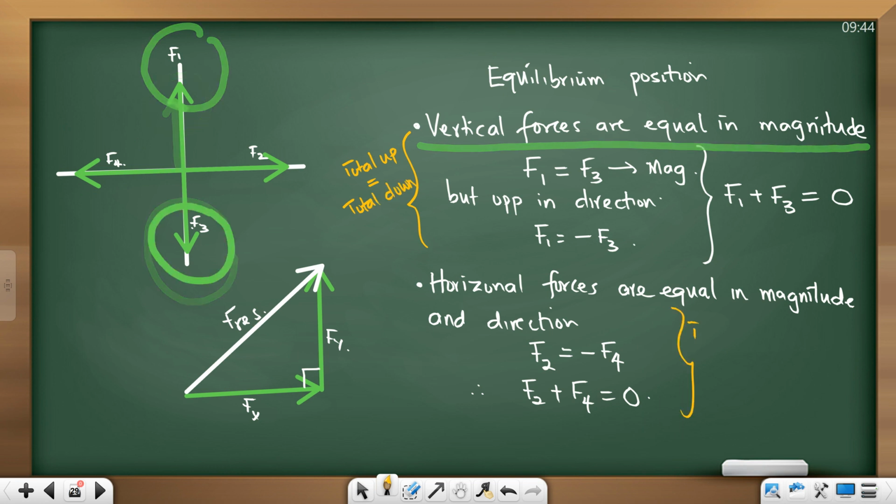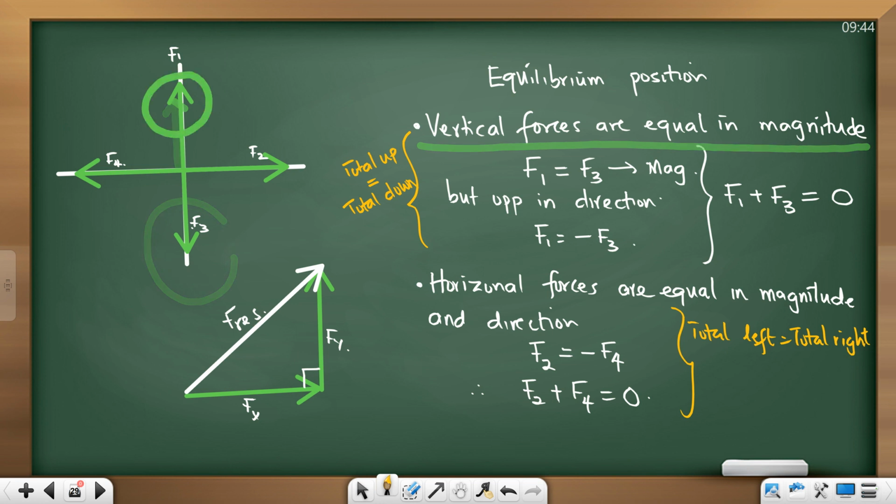For this one, total on the left should be equal to total on the right. Just add that to it for me. Total up, so that you would have at the back of your mind that even if there are three up and one down, as long as it is in equilibrium, the sum of the three up should be equal to the one down, because the system is at equilibrium.